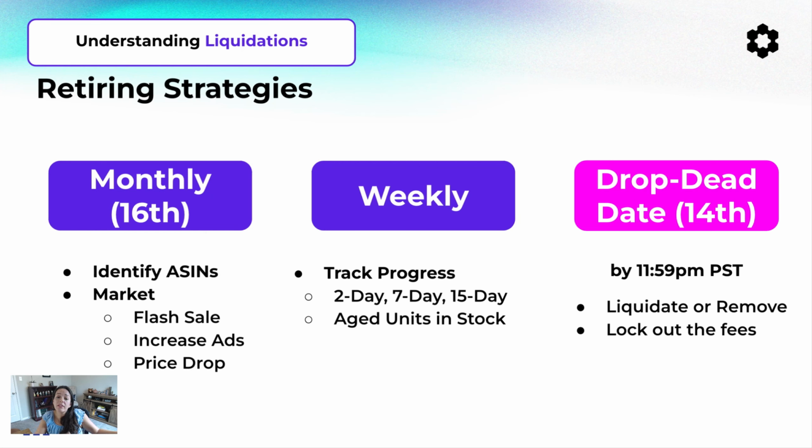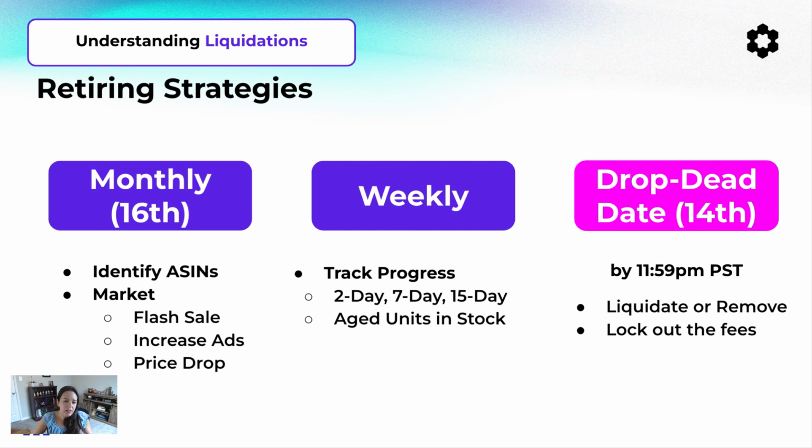Or maybe it wasn't working and you say, okay, I'm going to liquidate this ASIN. I'm going to liquidate the 300 aged units in this ASIN, and you do it before the 15th, right? So by 11:59 p.m. Pacific Standard Time on the 14th, you can make that decision, place those orders, removal order, disposal order, or liquidation order, and that locks in your order so that you're not going to be charged fees. Even though it's still sitting at Amazon, because you've placed that order, now Amazon has to do something with that, so they're not going to charge you the aged inventory fees.